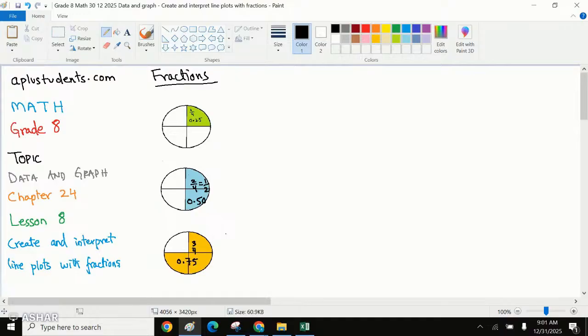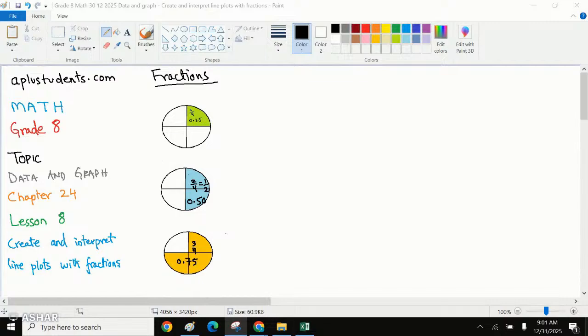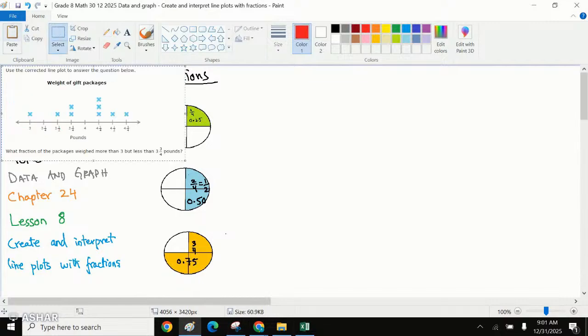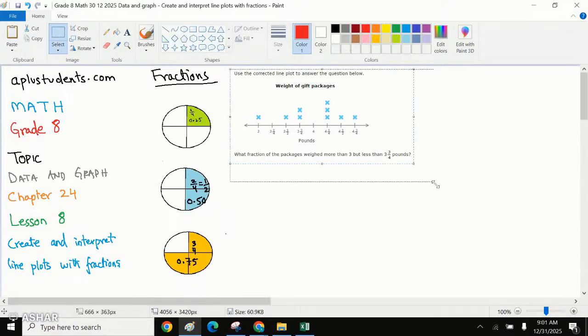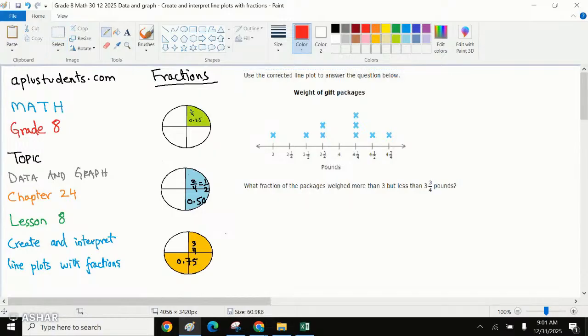Okay, let's begin with the first question. Let's see what they're asking us. Let this be question number 1. Use the corrected line plot to answer the question below. The weights of gift packages are given, right?